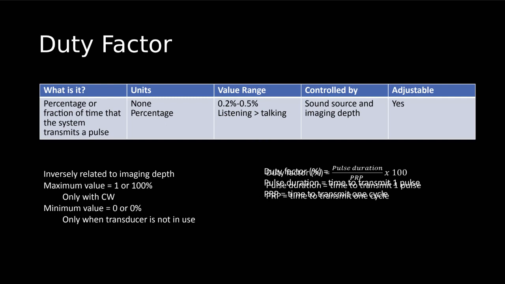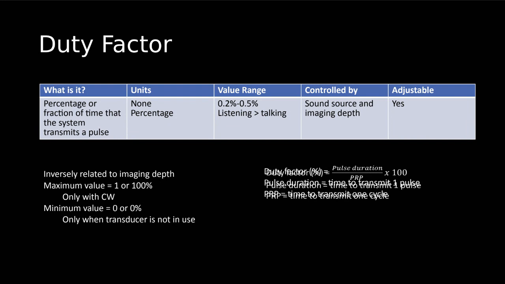Next, we have duty factor. So this is a really bizarre parameter, and this is really not like any of the other ones that we have learned about so far. This is the percentage or the fraction of time that the system is transmitting a pulse. So different from PRP, right? The PRP is talking about the pulse duration amount of time and the amount of time that the system is listening. This is looking at getting a percentage over your total time that the system is transmitting that pulse. So it's not the pulse duration itself, it's getting a percentage.